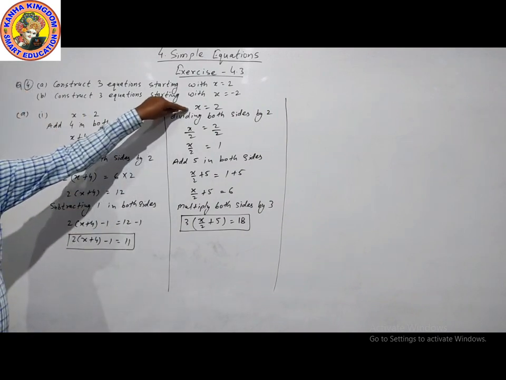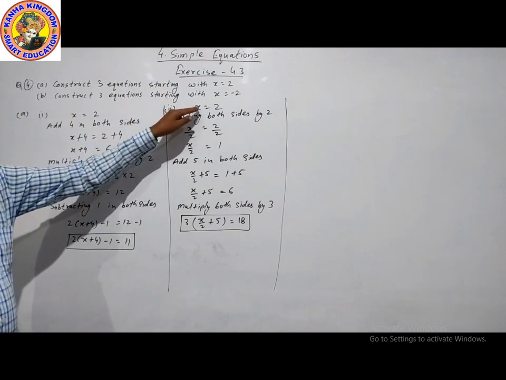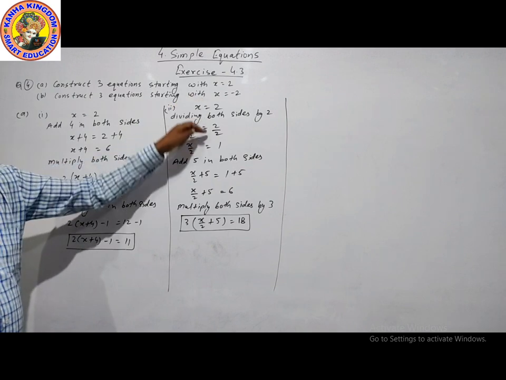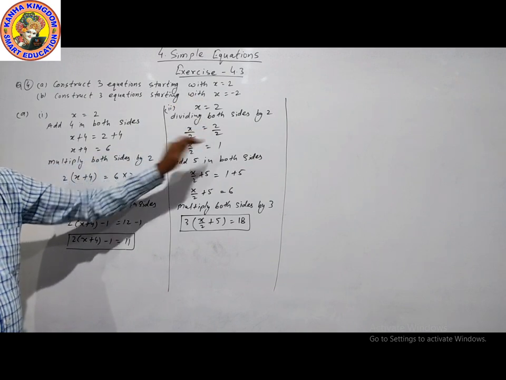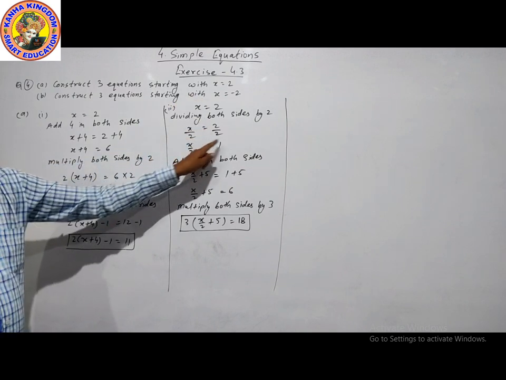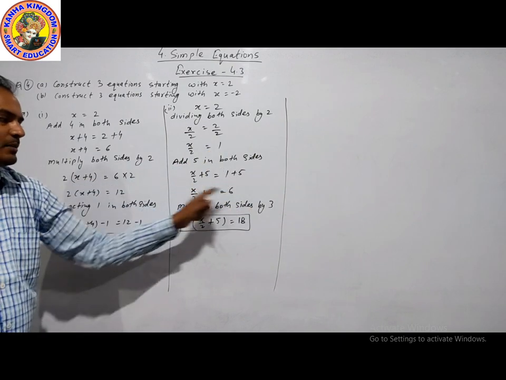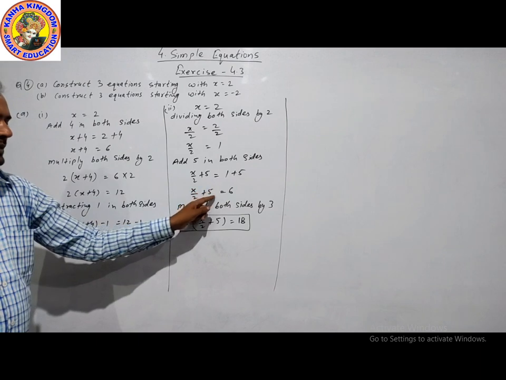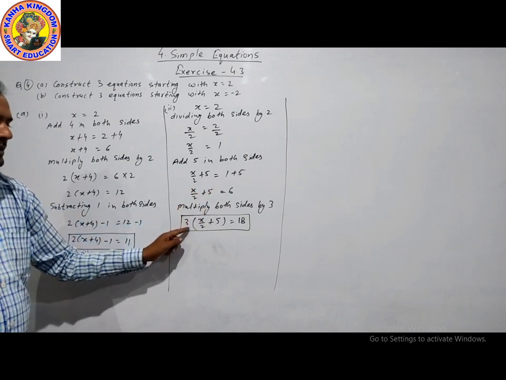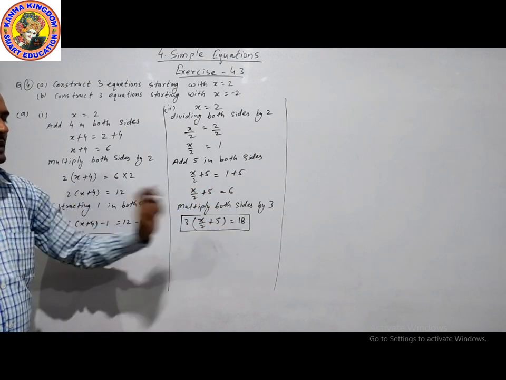x is equal to 2. Now we will divide by 2. Then x by 2 and 2 by 2, 2 by 2 is 1. Now we will add 5, 1 plus 5 is 6. Now multiply by 3. Here we will make a bracket. Then multiply by 3, 6 into 3 is 18.